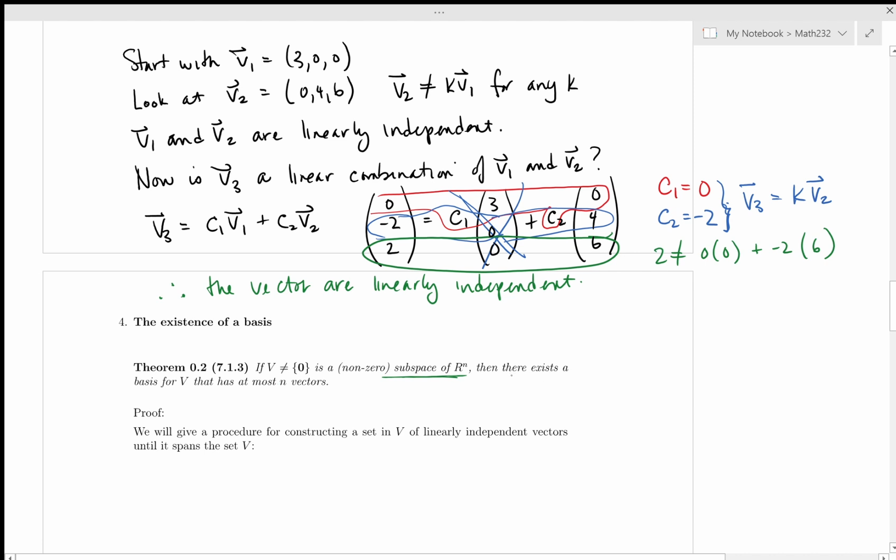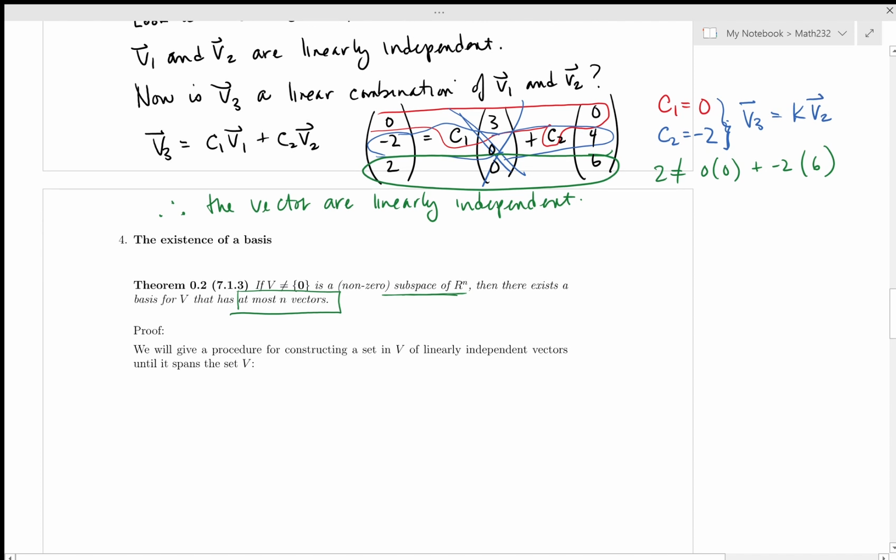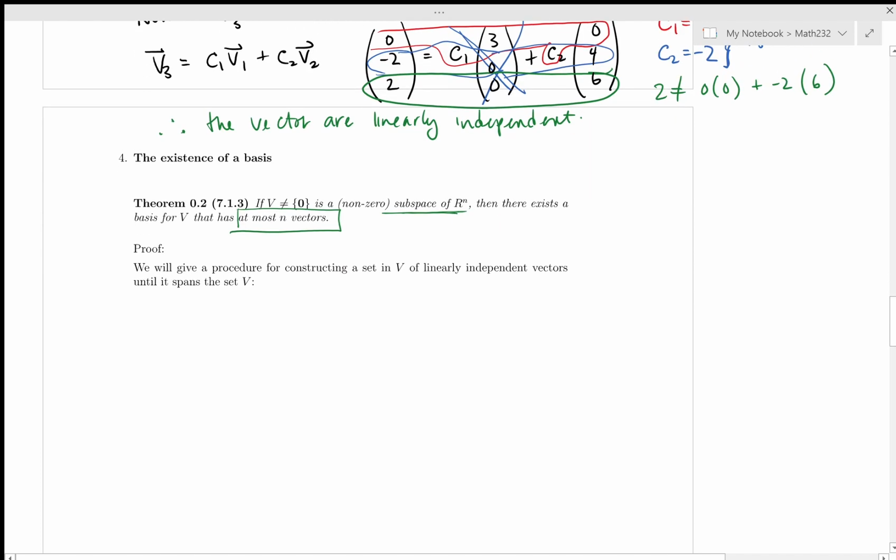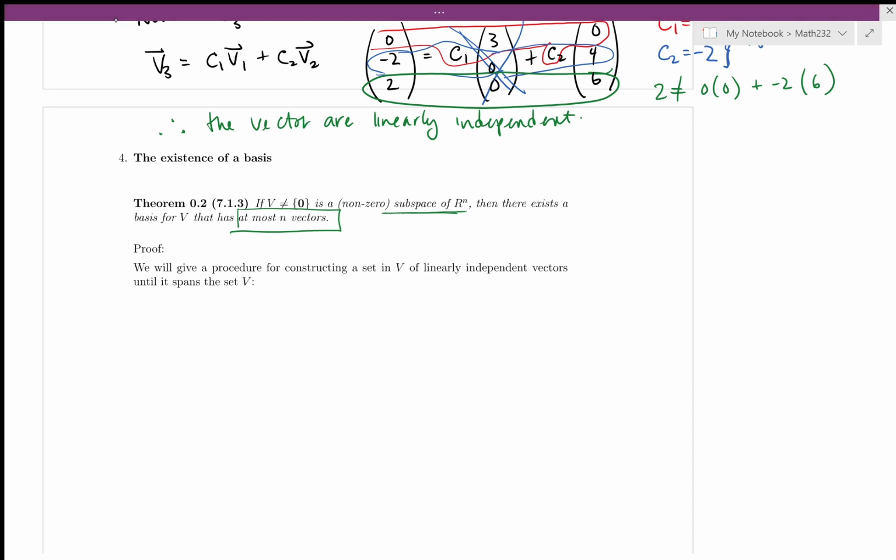Then there exists a basis for V that has, and this is a key point, at most n vectors. So we have some subspace of Rn, and then it will have a basis, and that basis will have at most n vectors. Okay, we can just show that we can construct this, and that constitutes the proof. It's done this way.